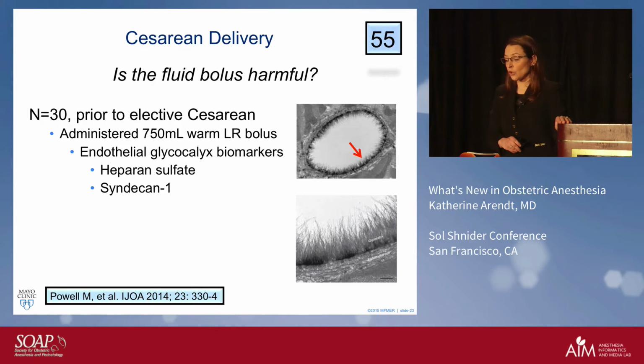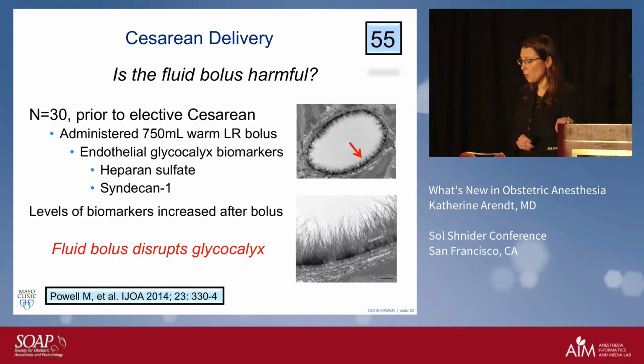Well, these authors looked at 30 women that received a 750 ml bolus of warm lactated ringers prior to C-section. Essentially, other research has found that if you wash off the glycocalyx, you can find those biomarkers in the plasma. And the more biomarkers you find in the plasma, the more endothelial dysfunction increases. This has especially been true in various disease states. So these authors looked at these biomarkers, heparan sulfate and syndecan-1, and what they found was that after this bolus, these biomarkers increased. So we disrupt the glycocalyx when we give that big fluid bolus.